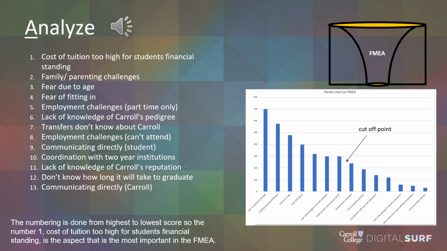And once again, we have a cutoff point. So we decided to cut off after 7 variables, and I know it's hard to see on the chart, that's why we have it typed out. And once again, the cost of tuition being too high for students' financial standing is the most important variable. And now we can look into this more. This will help us find different process improvements now that we've really found key factors to focus on.